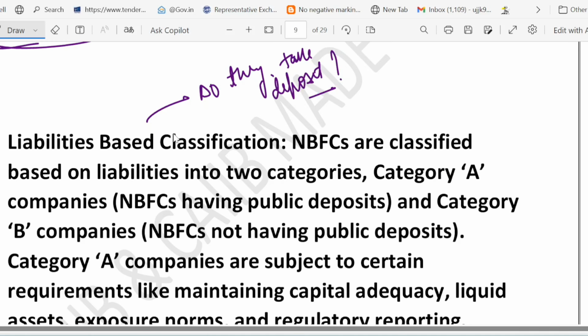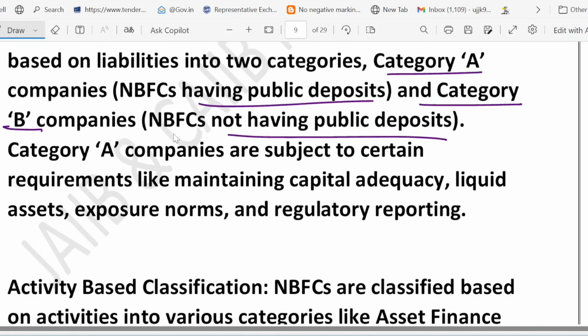So there are two categories, category A and category B companies. If we talk about category A, they take public deposits. If we talk about category B, they don't have public deposits. That is the liability-based classification, right? Category A means having public deposits, category B means not having public deposits. If they are taking public deposits, they are categorized under category A. If they are not, they are under category B. But category A, since they have public deposits, has certain requirements like capital adequacy, liquid assets, exposure norms, and regulatory reporting.